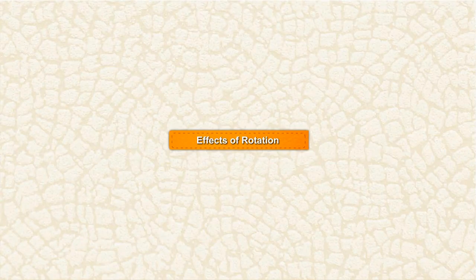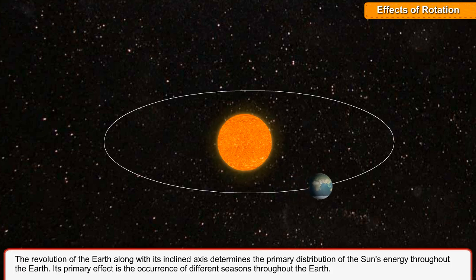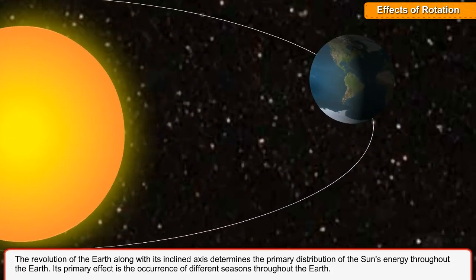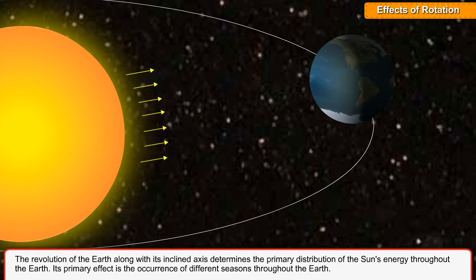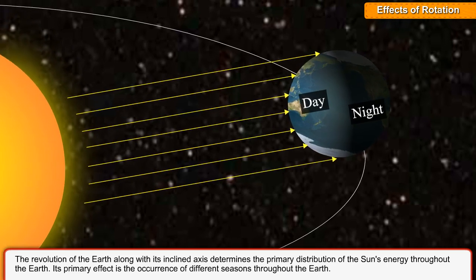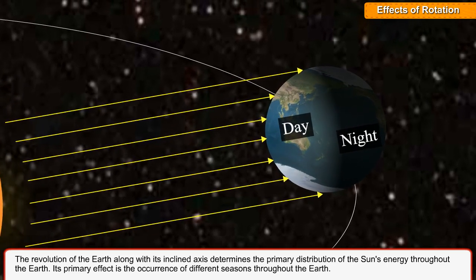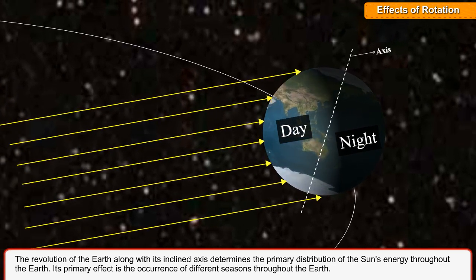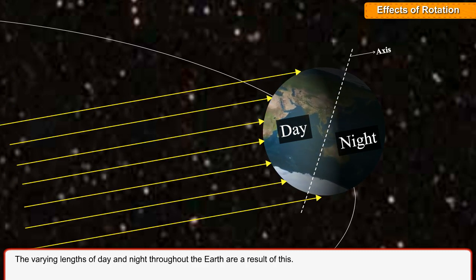Effects of revolution. The revolution of the Earth along with its inclined axis determines the primary distribution of the Sun's energy throughout the Earth. Its primary effect is the occurrence of different seasons throughout the Earth. The varying lengths of day and night throughout the Earth are a result of this.